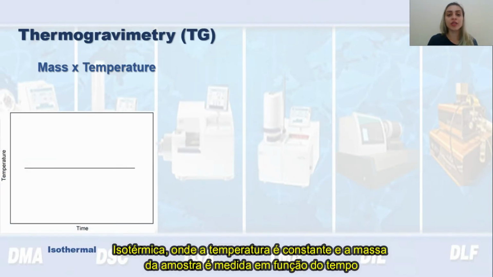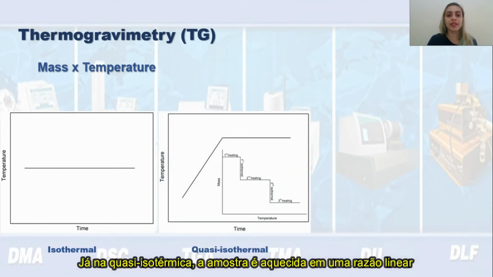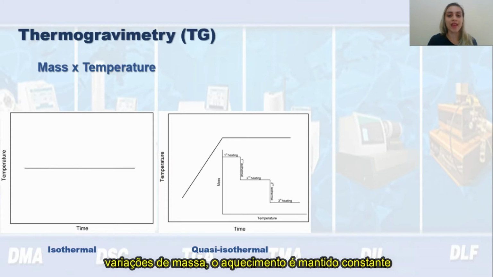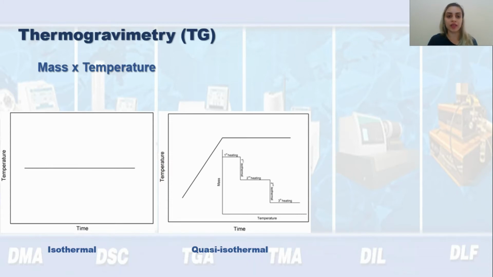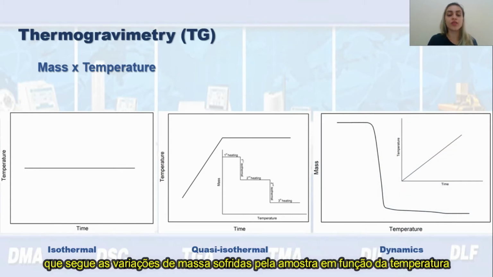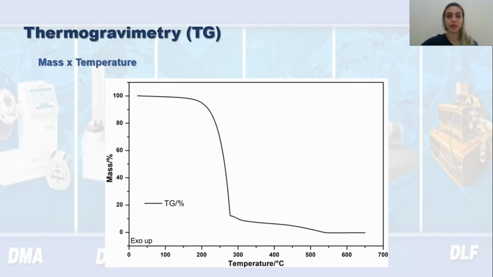Isothermal, where the temperature is constant and the mass of the sample is measured as a function of time. In the quasi-isothermal, the sample is heated at a linear rate as long as the mass is constant. When the balance detects a variation in mass, the heating is kept constant. And finally, we can do a dynamic analysis, which follows the variations in mass suffered by the sample as a function of temperature when it is subjected to linear heating or cooling. This is an example of a TG curve.